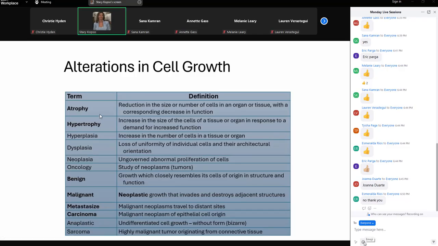Okay, some more terms here. Atrophy. That's going to be when there's a reduction in the size or number of cells, and there'll be a decrease in function. You'll see that a lot when patients are bedridden or they're in the hospital for a long time, and then they're trying to get out of the hospital and they've got to go to a rehab home because a lot of their muscles are in atrophy. They need to build up that muscle strength so they could walk and use their arms, their muscles again.